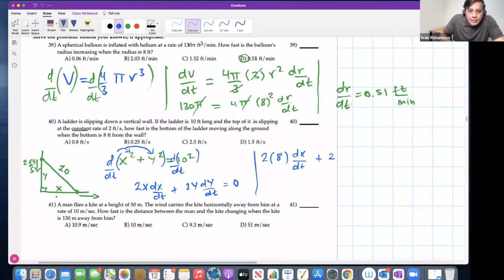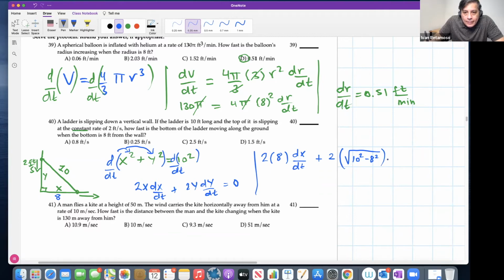Y is not given, professor. Well, if x is 8, then y at that moment will be somewhere there perhaps. Then y will come from the theorem of Pythagoras. I'm going to write it directly here: 10 squared minus 8 squared. At the moment when x is 8, y will be the square root of 10 squared minus 8 squared, from the theorem of Pythagoras.